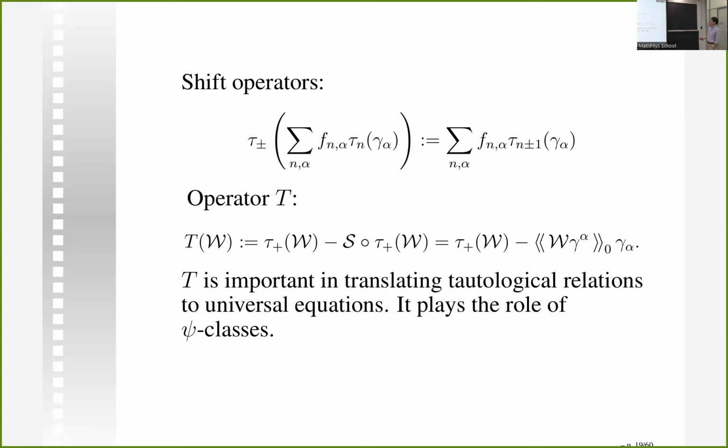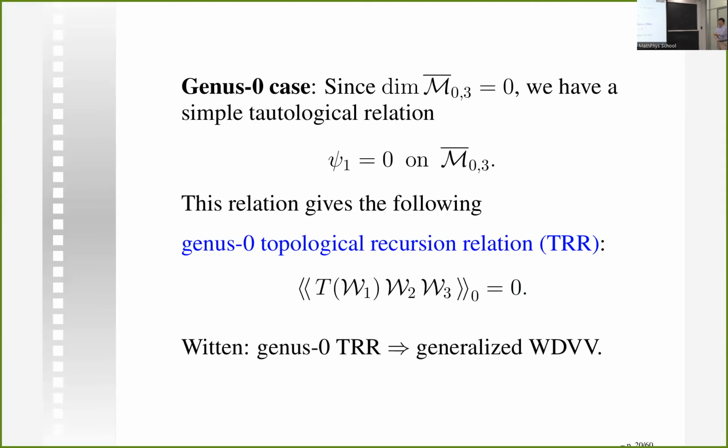The reason I introduced this operator is that it really replaces the psi class in the topological relation, when we translate the topological relation to a universal equation for Gromov-Witten invariants. So we can look at, again, a very simple example. If I look at M_{0,3} bar, this is really just a point, right? Therefore, the Chern class of any line bundle is going to be 0. So all these psi are equal to 0.